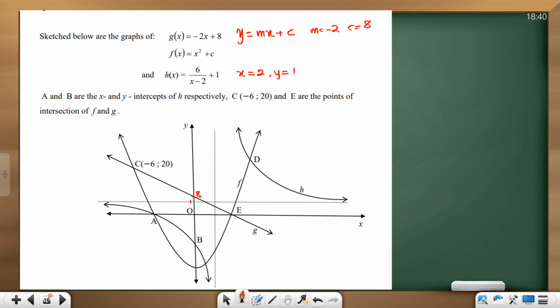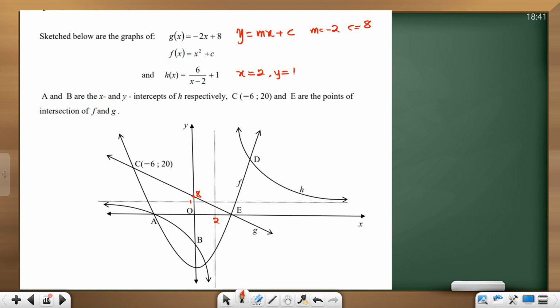F of x is exponential. No, sorry. There's no exponential here. F of x is parabola. Okay? That's 2 there. So those are the first things I'm able to pick from the graph. Is that okay? A and B are the x and y intercept. We must be able to get intercepts there. All right. C is -6 and 20. E, okay, all of those funny things just there.